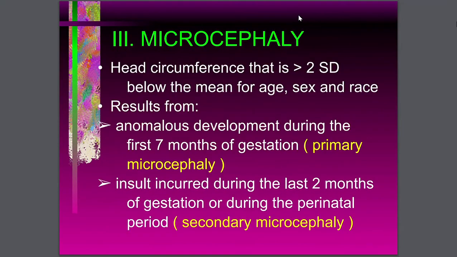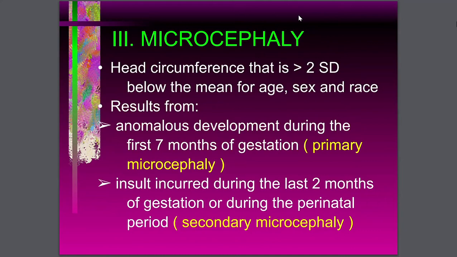So another disorder of cellular migration and proliferation is your microcephaly. So when you say microcephaly, it is a small head, no? So the head circumference is more than 2 standard deviations below the mean for age, sex, and race. So you have to know the average head circumference for each race, no? Because ang Filipinos and the Asians are smaller than the Americans and the Europeans. So, syempre, it would follow that our head circumference is also smaller.